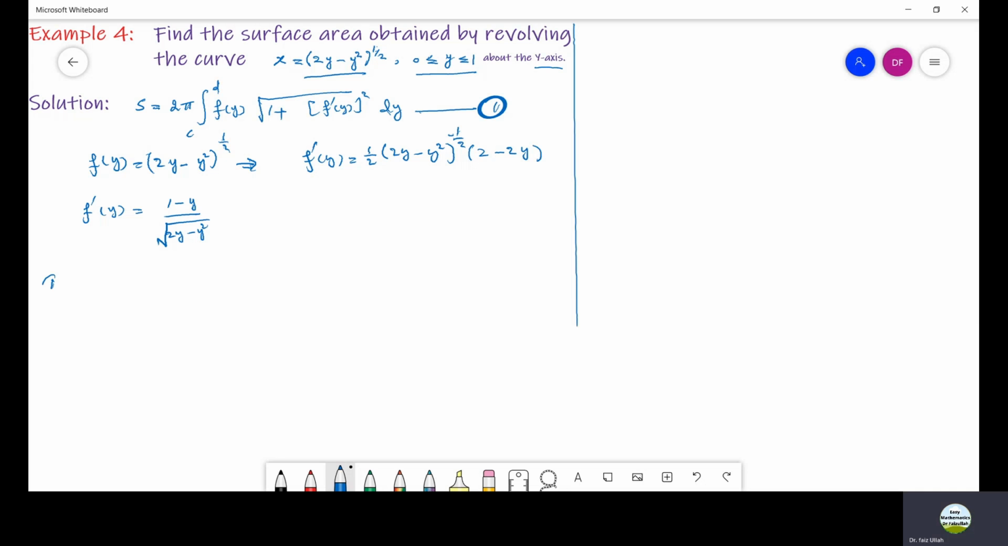So 1 implies that s is equal to 2 pi, integration is from 0 to 1, f of y, which is the root of (2y minus y square), into the root of 1 plus ((1 minus y) divided by the root of (2y minus y square)) whole square into dy. Let us simplify this. We have 2 pi, integration is from 0 to 1, the root of (2y minus y square).